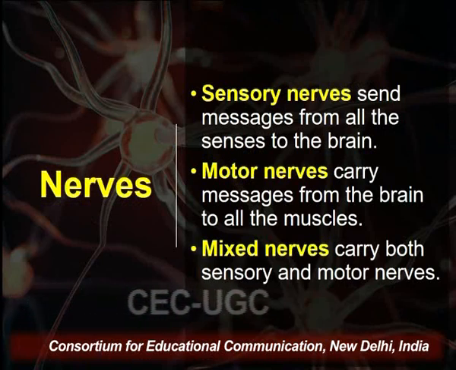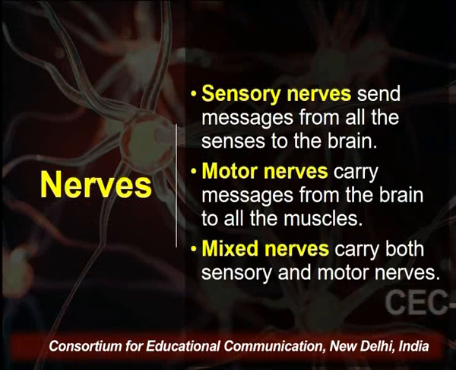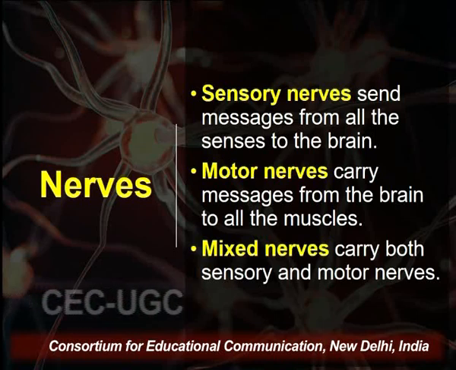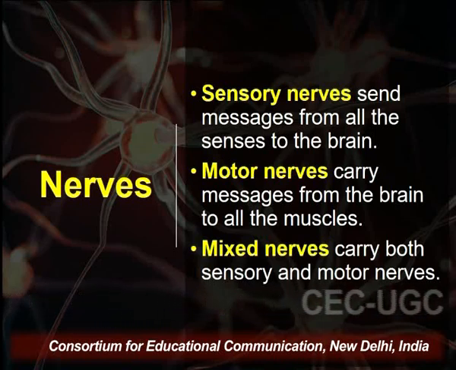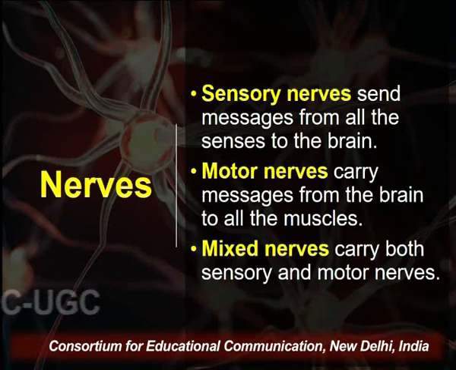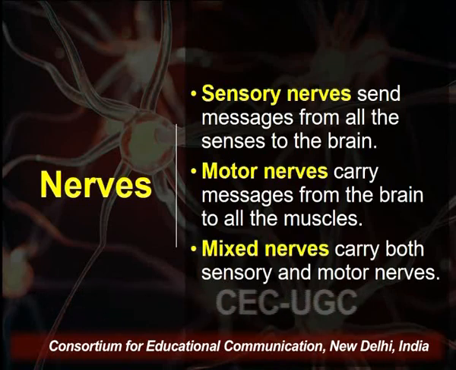Sensory nerves send messages from all the senses to the brain, senses like hearing, sight or olfactory. Then motor nerves carry messages from the brain to all the muscles. Then mixed nerves carry both sensory and motor messages.